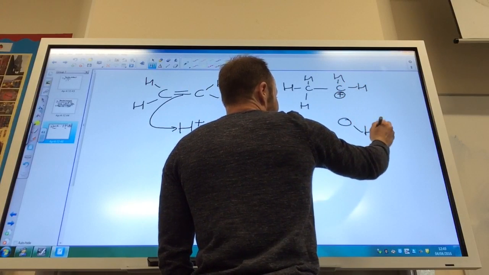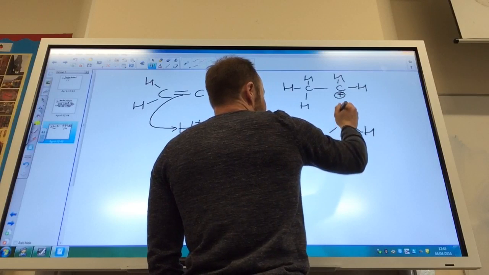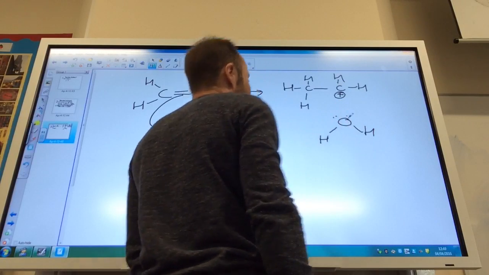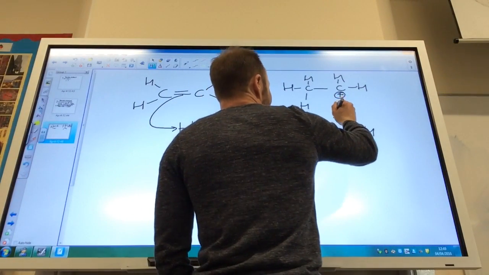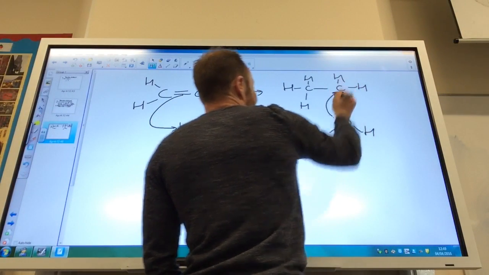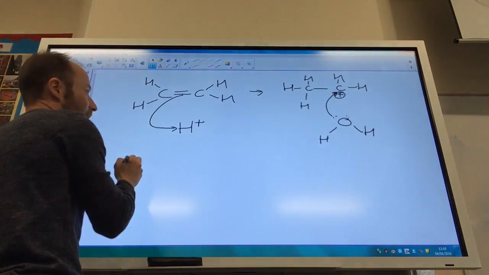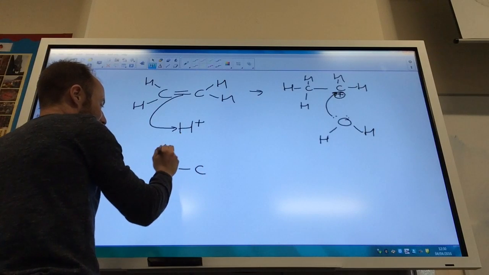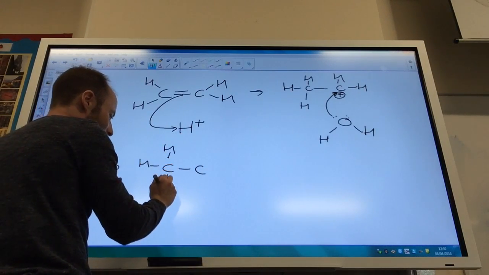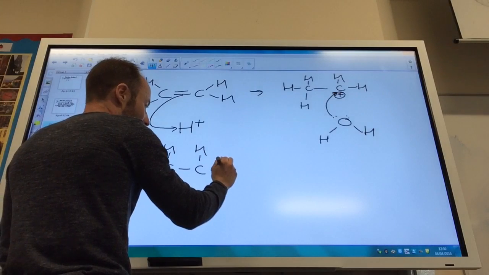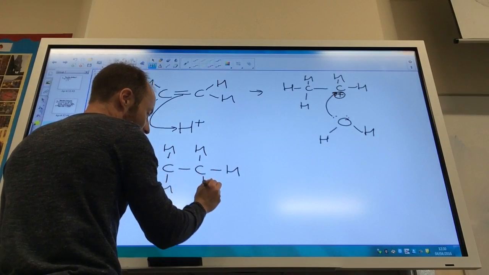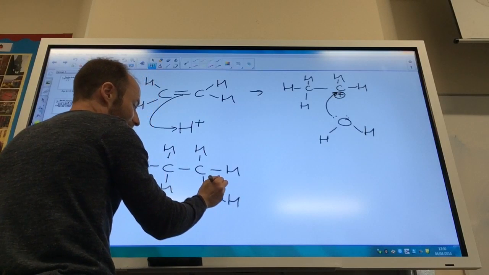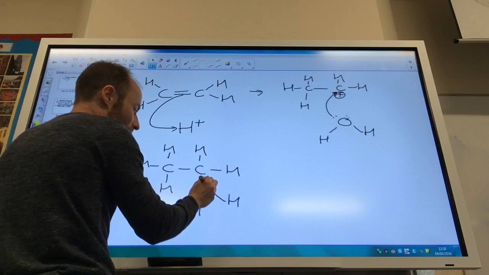But luckily, here comes my H2O, and this is of course in the form of steam. The lone pair is going to attack that carbon with the positive charge, like so. So I have this intermediate molecule where I have formed the oxygen carbon bond, but now that oxygen has got 3 bonds attached.